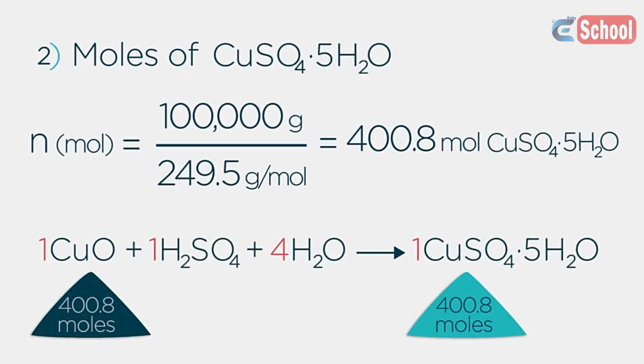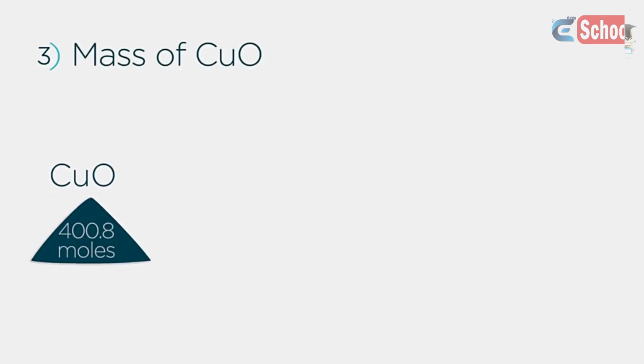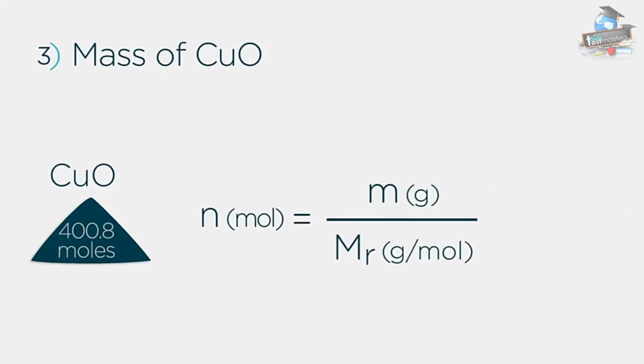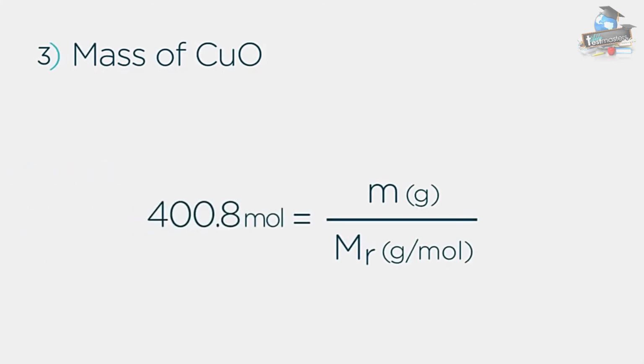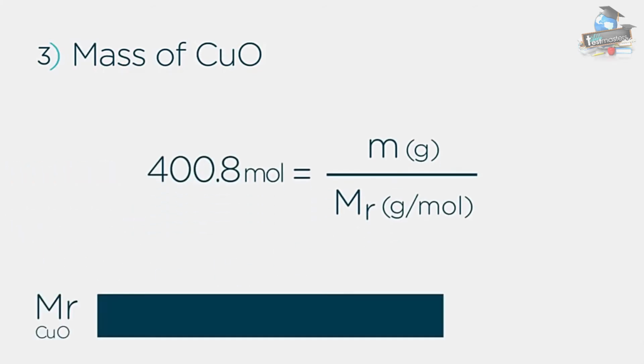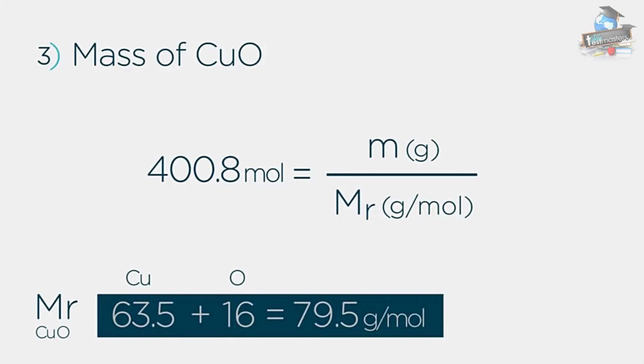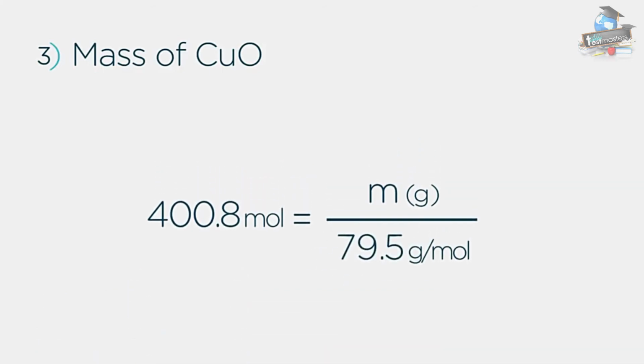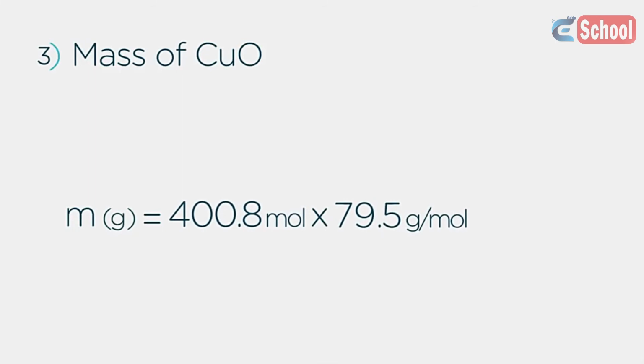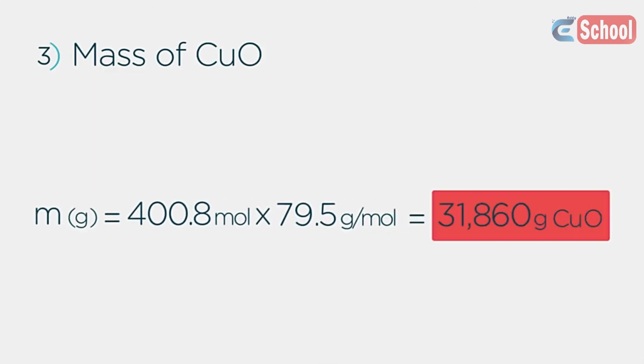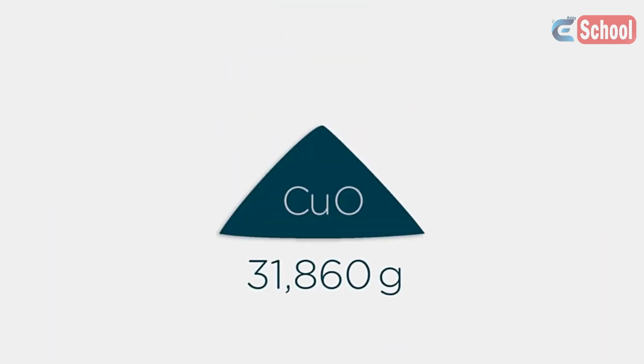So this is the number of moles of copper oxide we need to add to the acid. Now to convert back to mass, and again this is straightforward. We just have to use the equation again. This time we know the number of moles, 400.8, and we can get the molecular mass of copper oxide, 63.5 plus 16 equals 79.5 grams per mole. To find the mass, only a simple rearrangement is needed. 400.8 times 79.5 equals 31,860 grams of copper oxide. And there you have it, we've solved the problem.